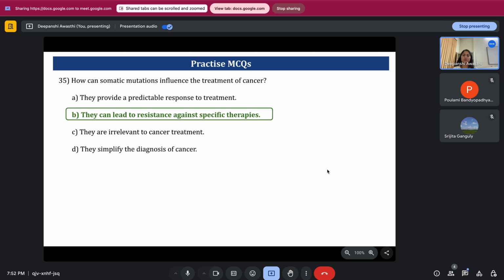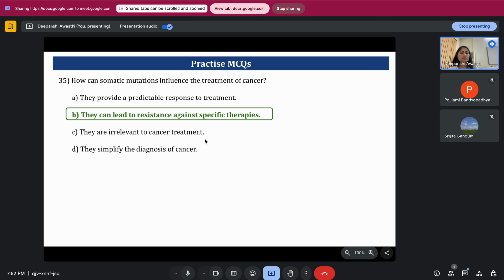So option B is right. They can lead to resistance against specific therapies. Option A was they provide a predictable response to treatment. The first thing is that we cannot predict the response simply by looking at the mutation, that if we treat it with this particular drug, then this will be the predictable response. So we cannot predict the response so accurately. So this is also not true.